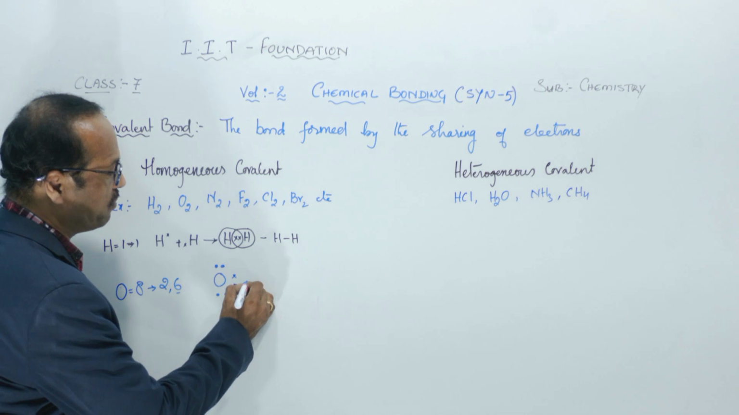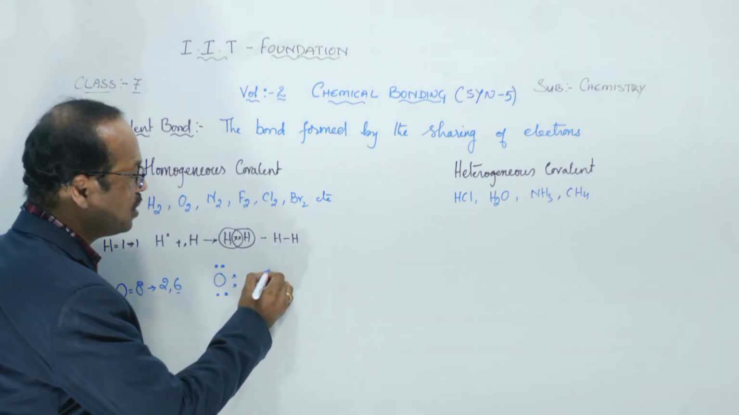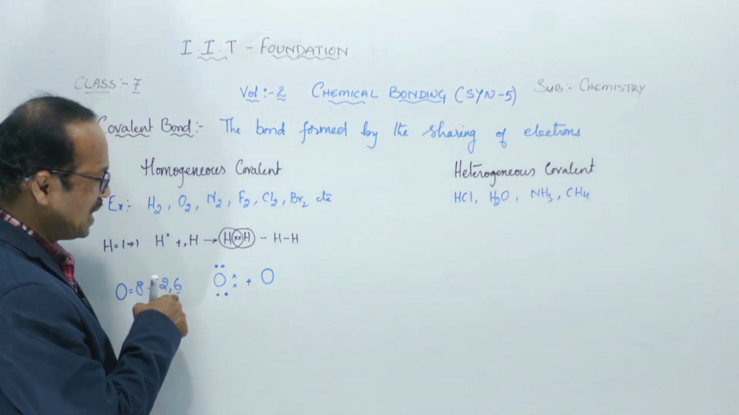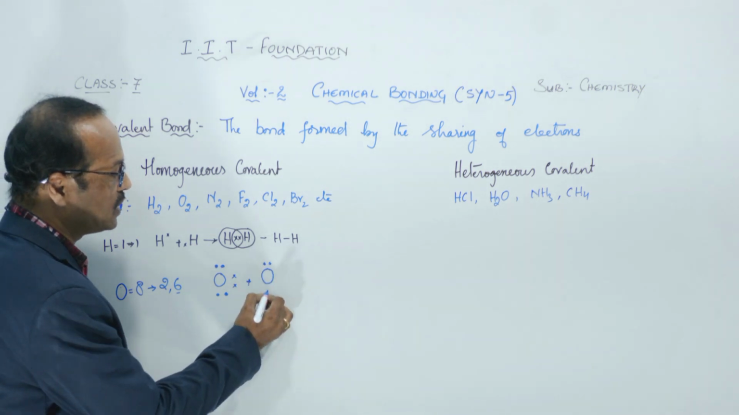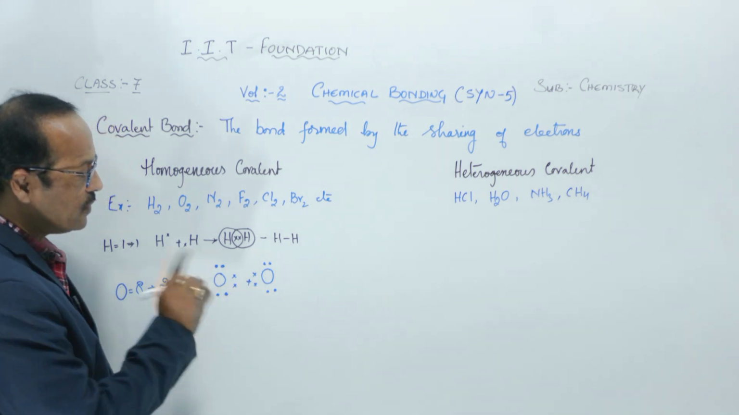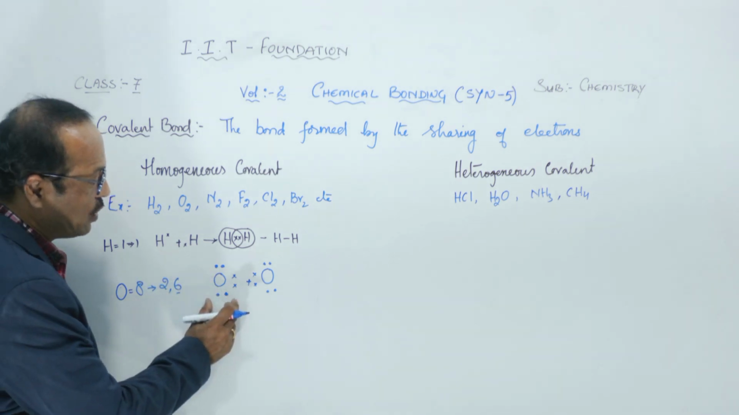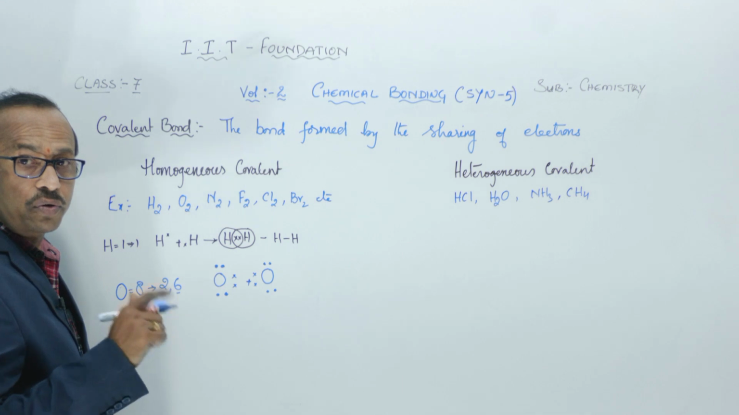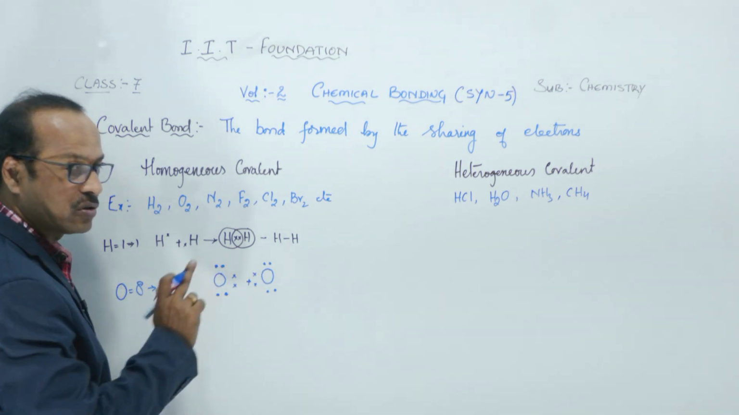Now this is combining with another oxygen. O2 means one oxygen is combining with another oxygen. The oxygen atomic number is the same, so it has a valence shell with 6 electrons, 1, 2, 3, 4, 5, 6. Now this oxygen requires 2 electrons to attain stability, because according to the octet rule it requires 8 electrons. This oxygen requires 2 electrons, and this oxygen also requires 2 electrons.